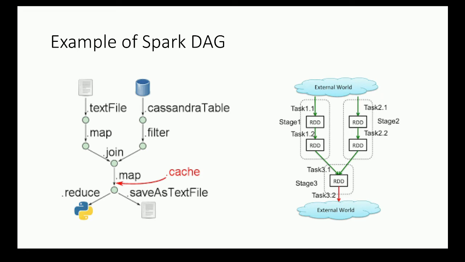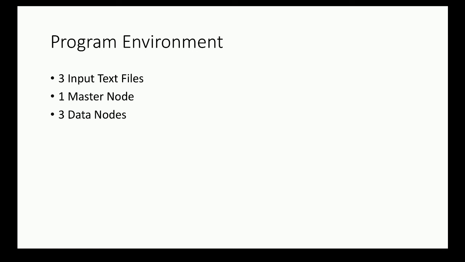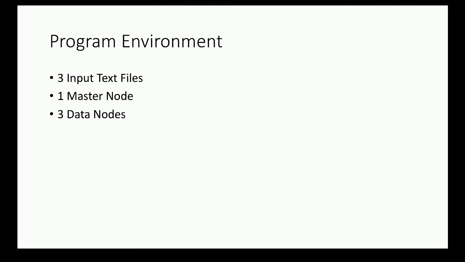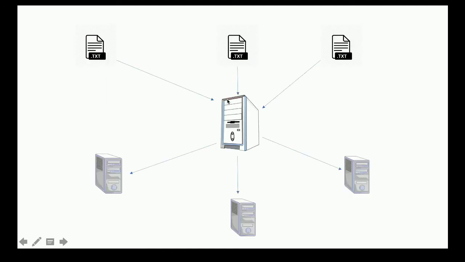So finally, let's get started on the distributed environment and how a program would behave in a distributed environment. Okay, so the basic environment that we have in order to execute this program is that we have three different input text files, a master node, and three different worker nodes or data nodes in our cluster. So as we said, three different text files, a master node, and three worker nodes. So whenever we have more than one input file, what Spark tries to do is partition the data according to this input file.